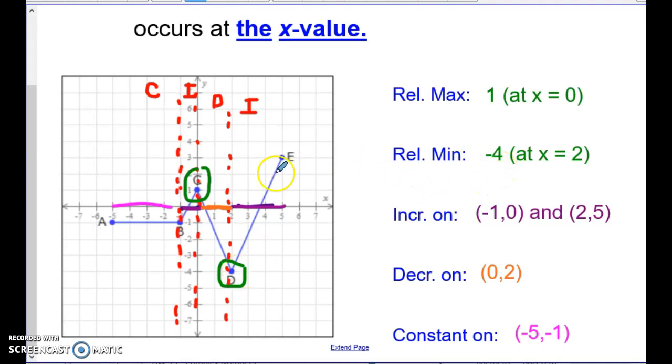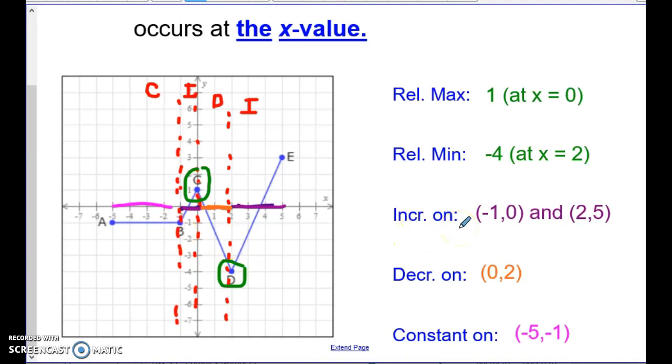Now, I want to point out that we don't use the endpoints because technically a maximum is where it's changing from an increasing to a decreasing. Well, this is going increasing and then it stops. It doesn't decrease. So that's not technically a maximum. Likewise over here, this A, we wouldn't use this either, or this B, because it's not changing from increasing to decreasing or decreasing to increasing. It doesn't include anything that's constant or where it terminates.